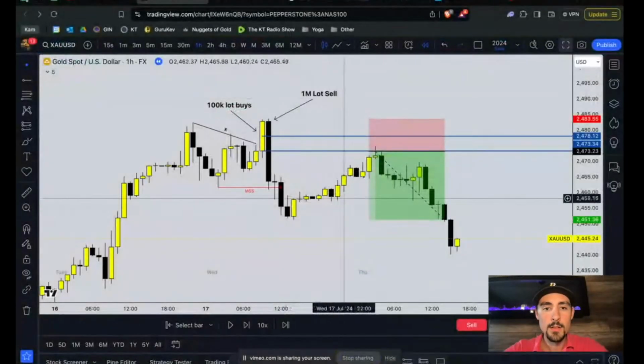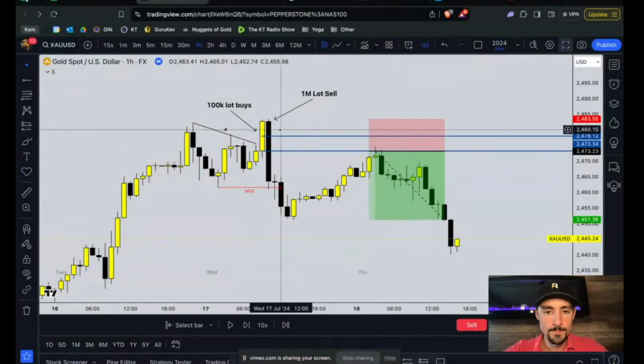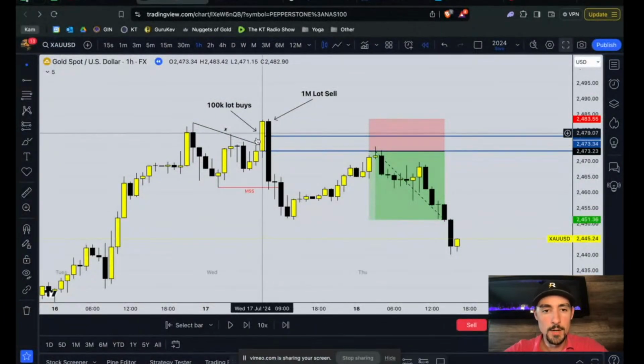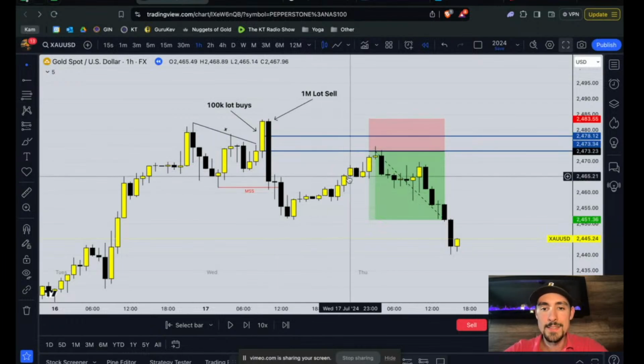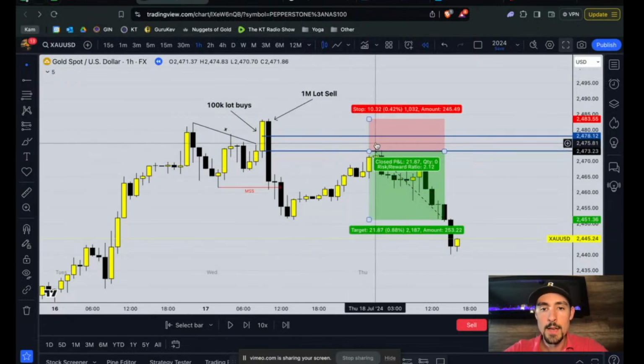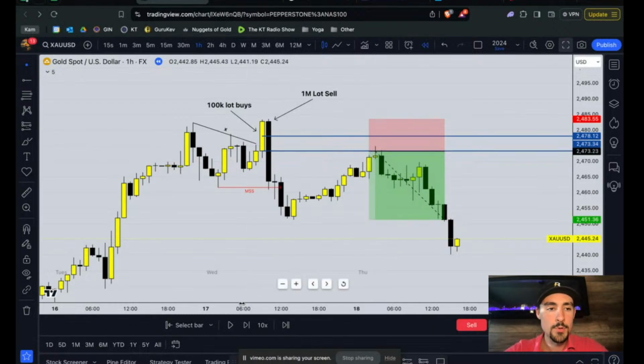So a breaker block, simply put, write this down in your notes, is a failed order block. All right, so if I share my screen again here, let's just say that, for example, this order block, which we're identifying as an order block, last up candle before a down move, let's say that instead of us rejecting out of that area, we end up trading all the way through it.